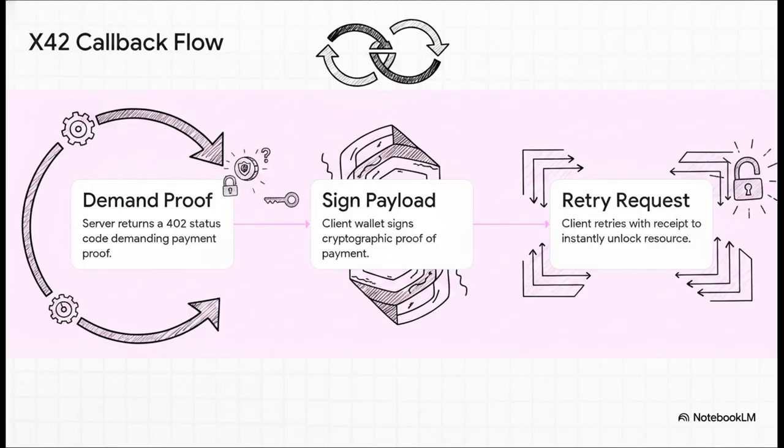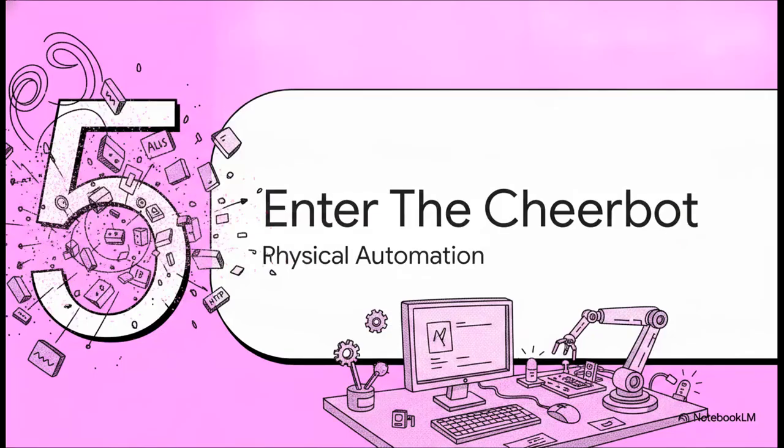Step 1, the server returns a 402 status code demanding proof of payment. Step 2, the client's wallet signs a cryptographic proof of that payment. And step 3, the client retries the exact same request, handing over the receipt to instantly unlock the resource. It's an elegant, totally deterministic, event-driven loop that creates a total immutable lock-in. Boom, done.